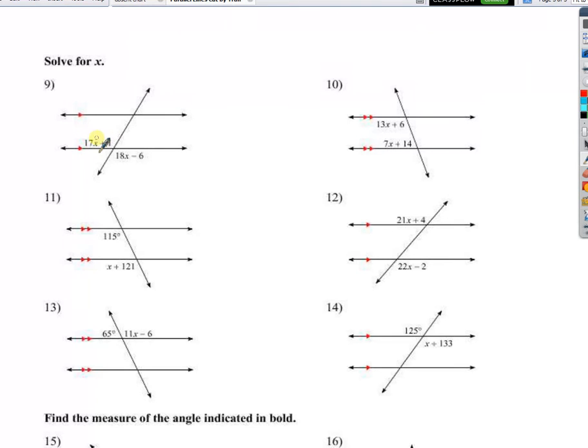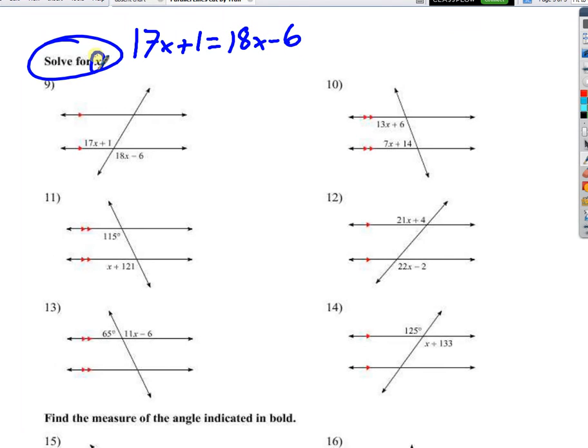Here, I need to solve for x. So how do I do that? First, I look here. What is the relationship between these two? Well, these are vertical angles to each other. That means that this is equal to this, and I can tell that also from my chart. So that means that 17x plus 1 is equal to 18x minus 6, and I want you to solve for x. So apply algebra liberally until solved. If you don't know how to algebra, you can get partial credit by setting up the equation correctly.